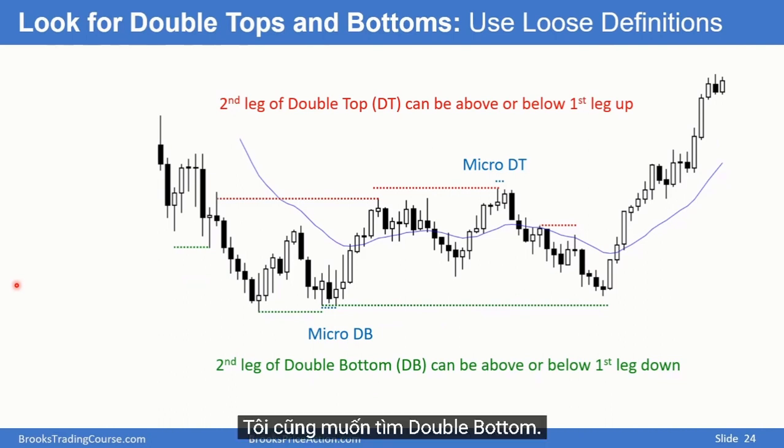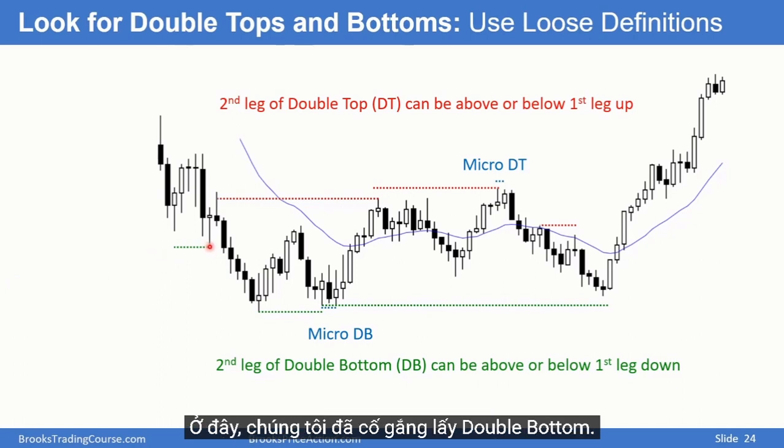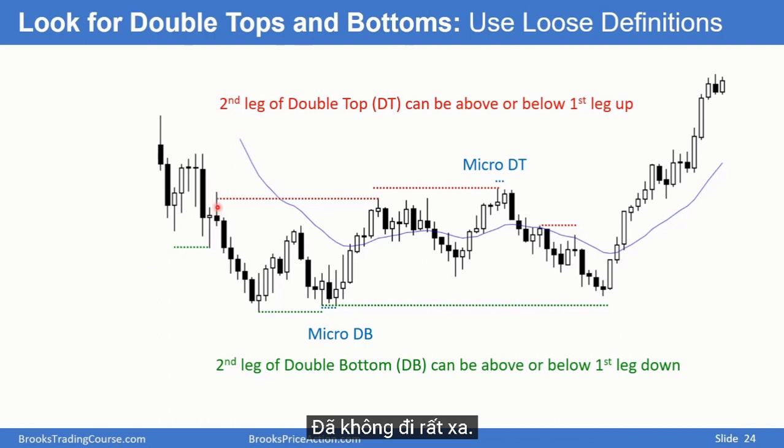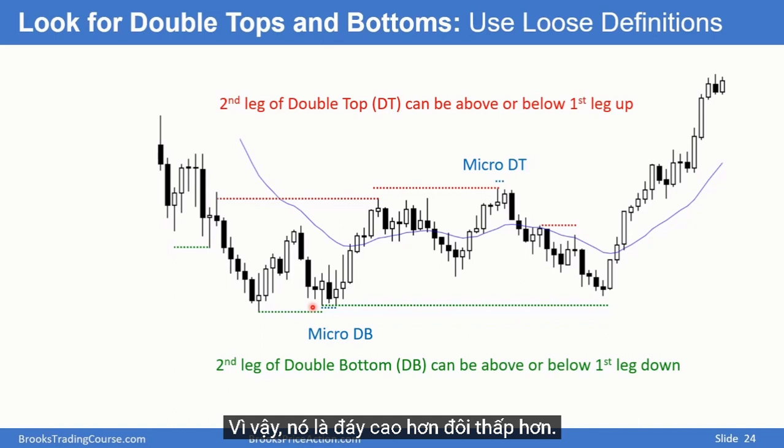I also want to look for double bottoms. The second low of a double bottom can be below the low of the first low. Here we tried to get a double bottom, did not go very far. And here we have a higher low double bottom. Here's a lower low double bottom. This low is below that low. And here this low is above that low. So it's a higher low double bottom.